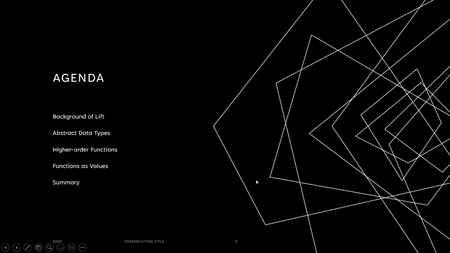So on the agenda, I'm going to talk a little bit about the background of Lyft and how it got started and what it's trying to accomplish. The three main points I'm going to go over are abstract data types, higher order functions, and functions as values. The Lyft framework shows these three concepts throughout most of their code, so it's actually a great example to use for this. So I'm excited to show you a little bit about it.